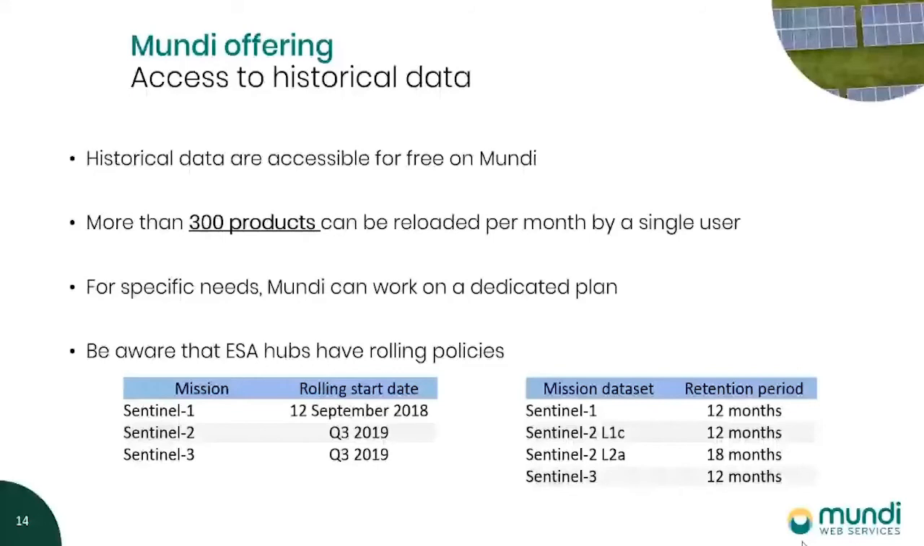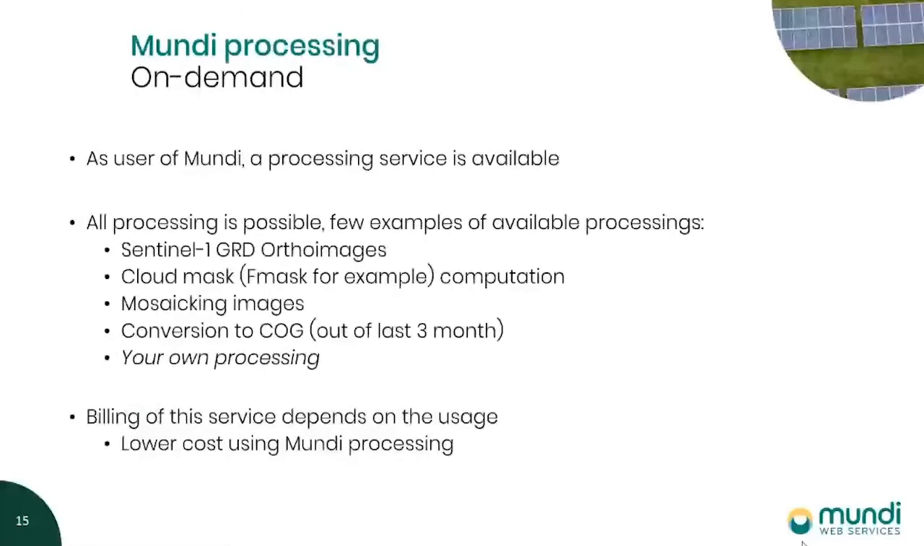Another point that can also be useful for some customers is the processing on demand. Say you want, for example, to compute some cloud mask on a specific region for all the new data that are coming, and you want it done as soon as the data is available. Mundi could do it for you. And we have a long list of processing. Here is just an example. We have a list of processing that we can run for you and make the data available.